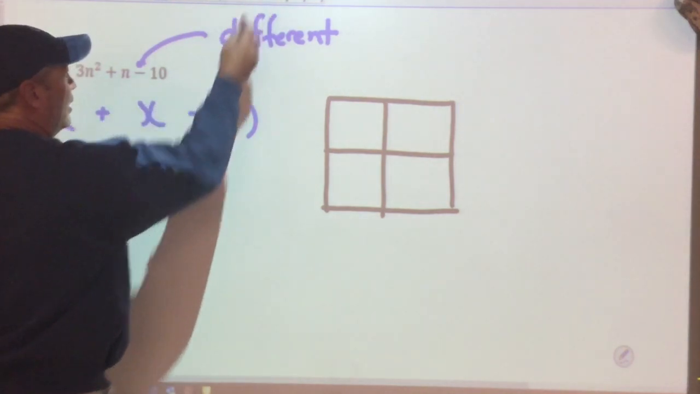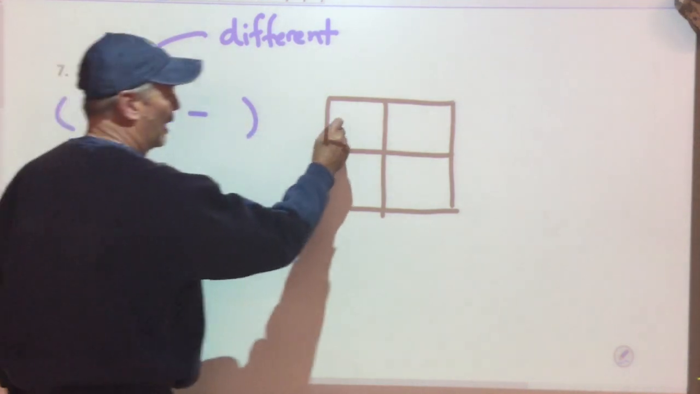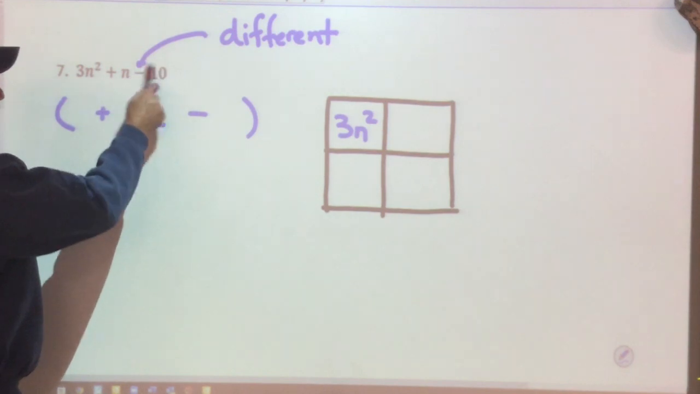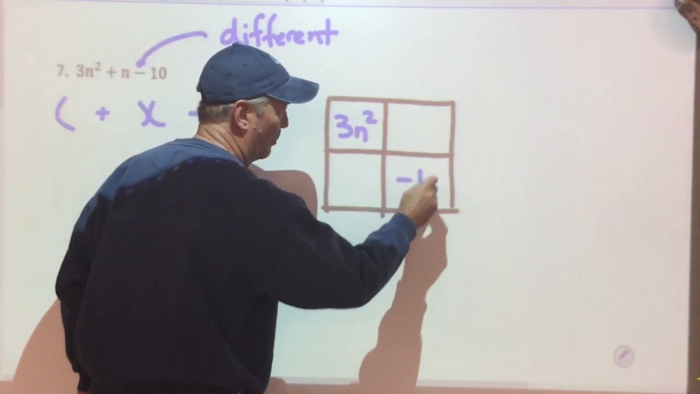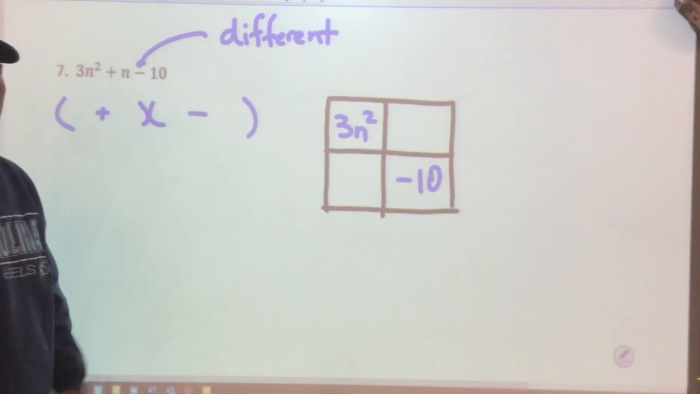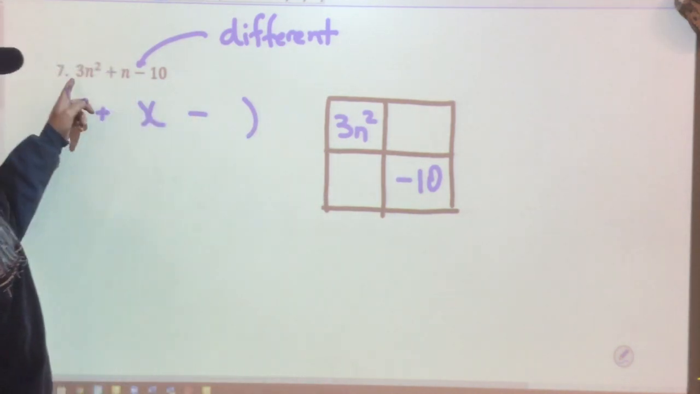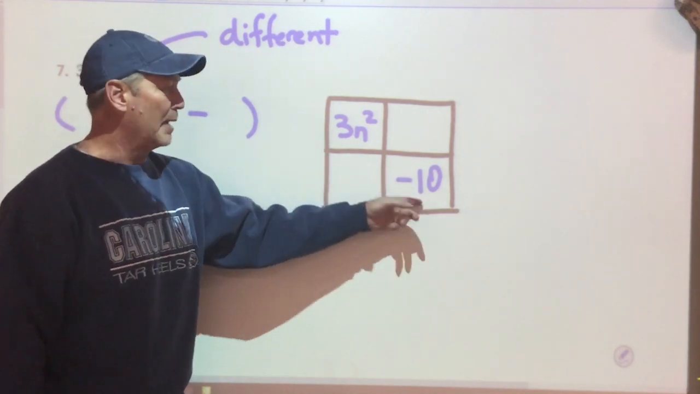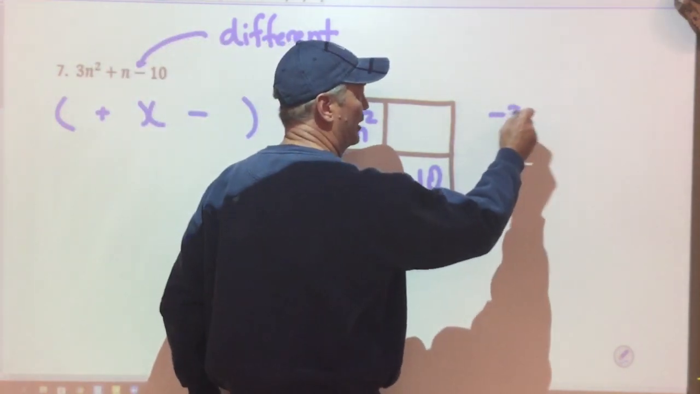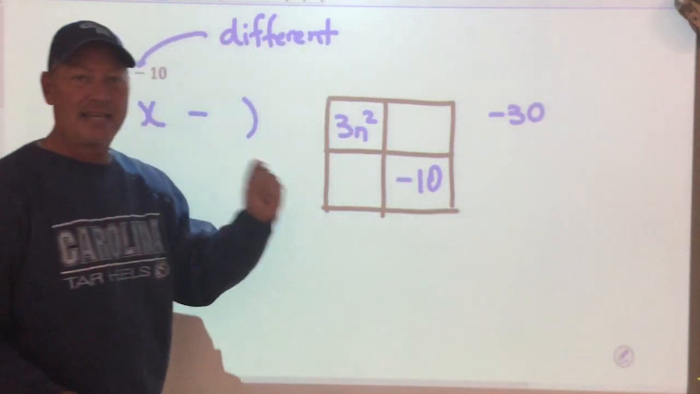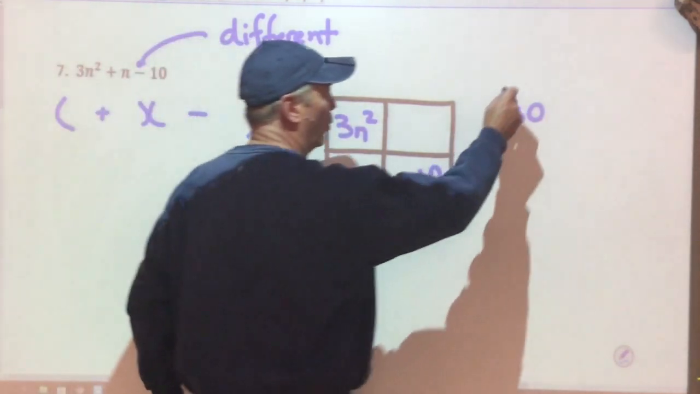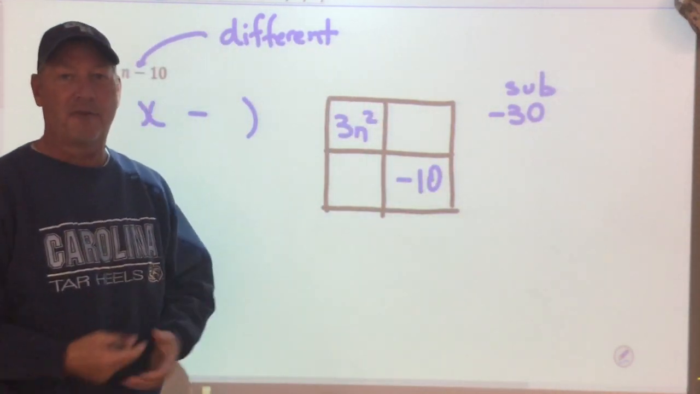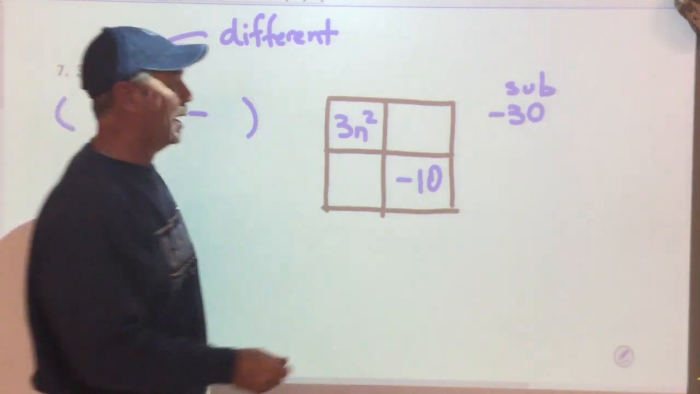So we're going to put your first term in the top left. Your last term, this negative 10, goes in the bottom right-hand box. We're going to multiply your A and your C value, or your 3 times your negative 10. 3 times negative 10 is a negative 30. And since that is a negative 30, we're going to think we have to subtract. If it would have been a positive 30, we would add to find our combination. But we're going to subtract.